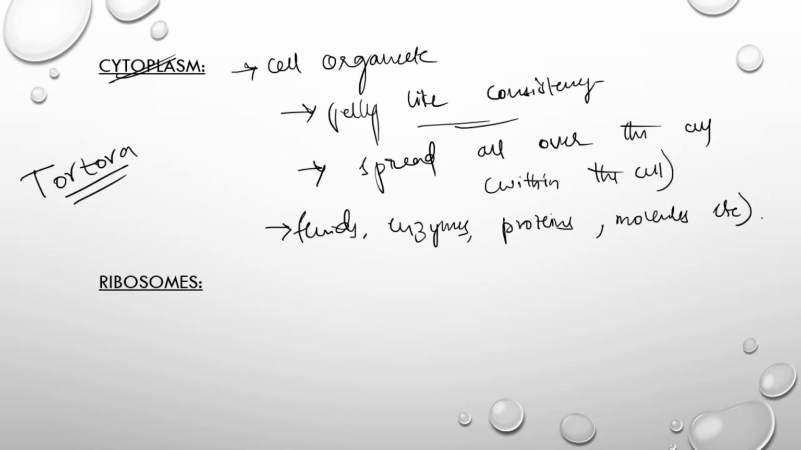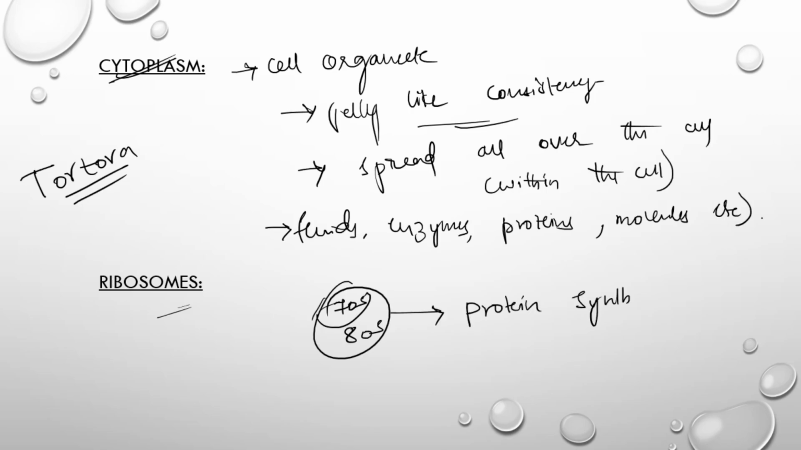And ribosomes, you very well know ribosomes. In ribosomes, 70S and 80S types are present. These are responsible mainly for protein synthesis, and they are innumerable in number, present many in a cell. So this is the basic idea.